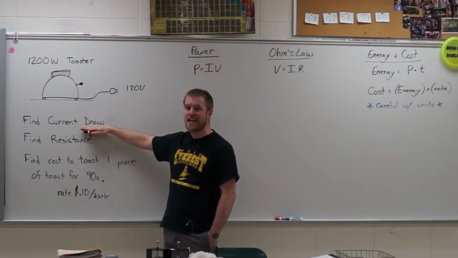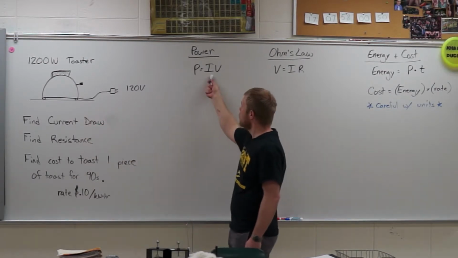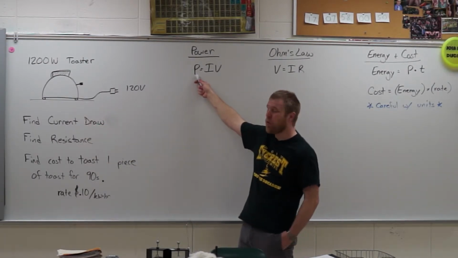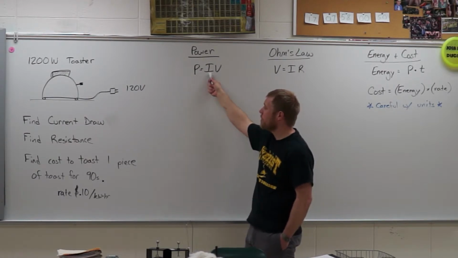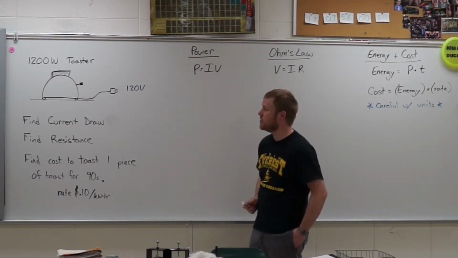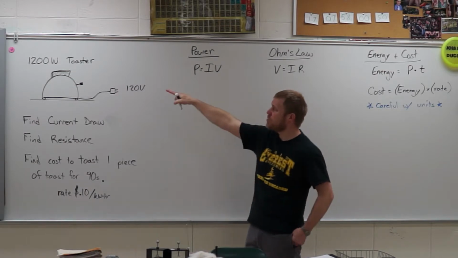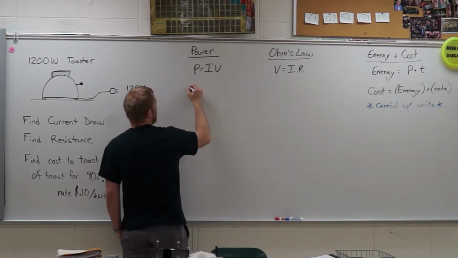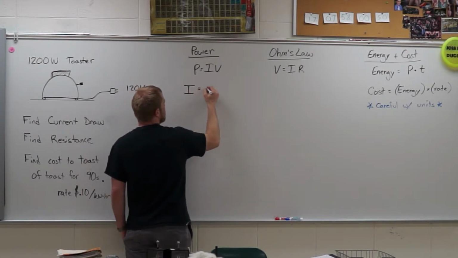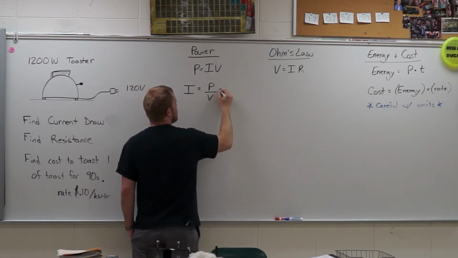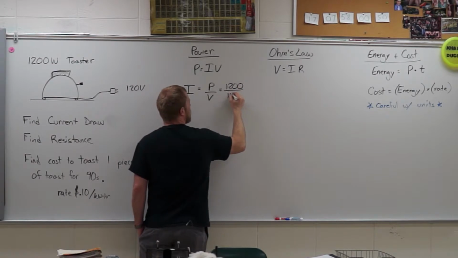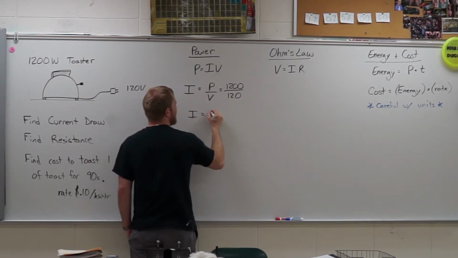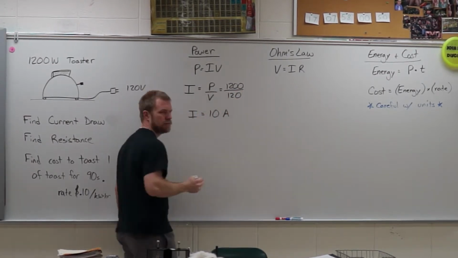All right, so the first thing we want to do is find the current draw. Current, remember, is the variable I. So power, which is in watts, is equal to the current times the voltage. So I know it's 1200 watts. I know my voltage is 120. So I find out that my current is going to be my power divided by my voltage, or 1200 divided by 120. And so my current is 10 amps.